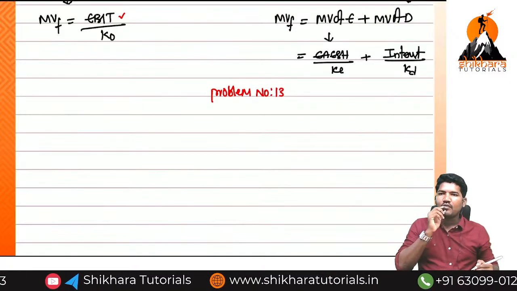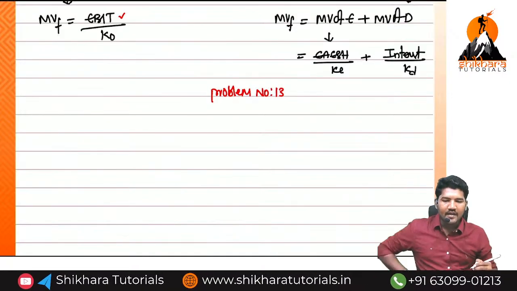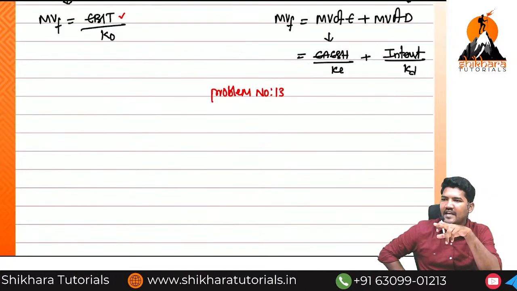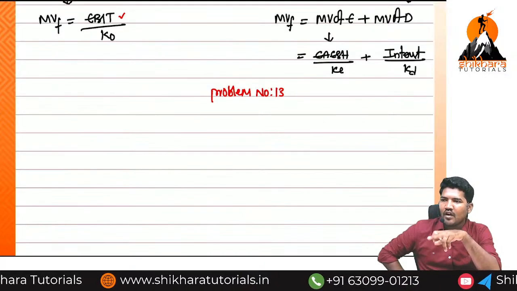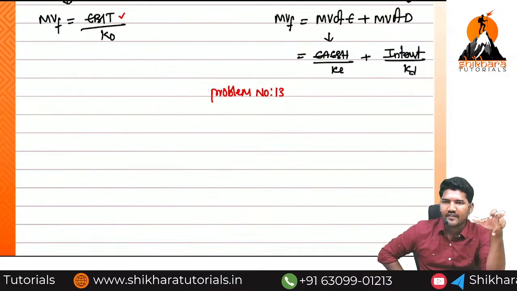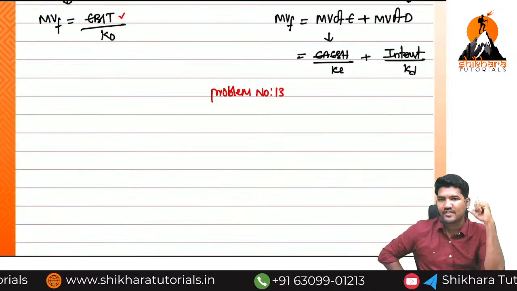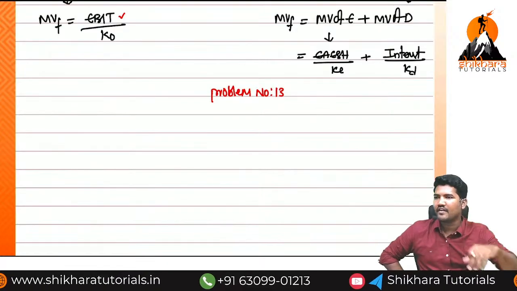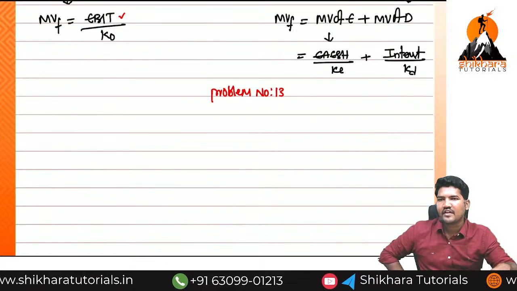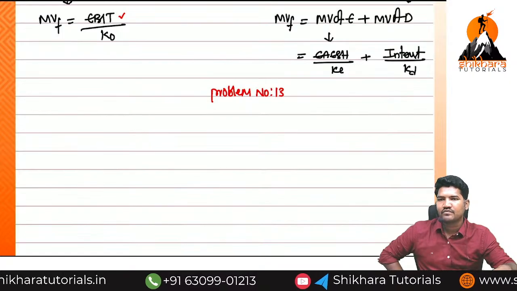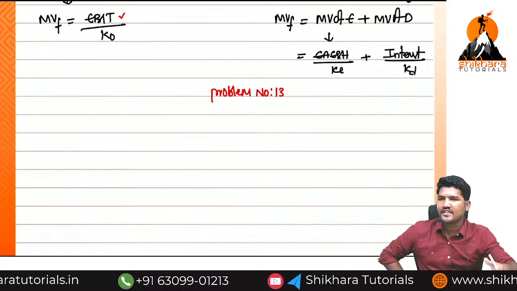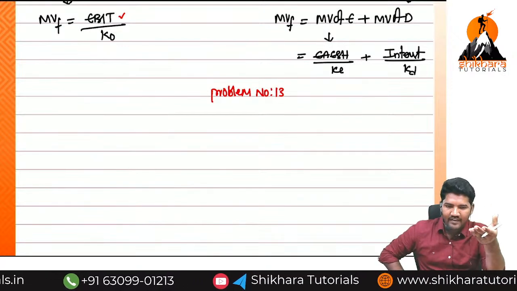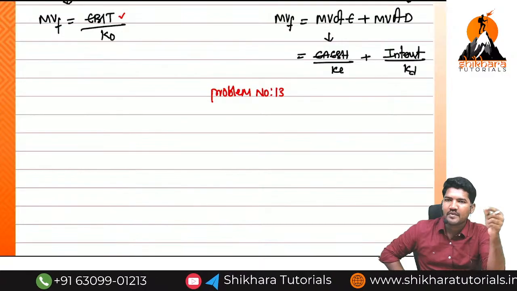Now when it comes to market value of the firm under the net income approach, we have two types of calculation. What are they? Direct: EBIT divided by KO, or market value of equity plus market value of debt. Which one is suitable for this question? Both are suitable. I think the first one is not suitable, because KO is not there. If KO is there, you can use the direct calculation. If KO is not given, you have to use market value of equity plus market value of debt.